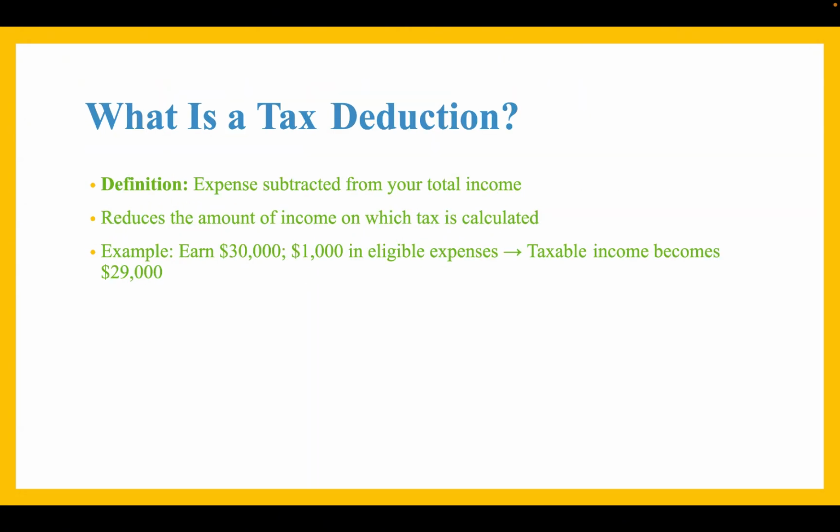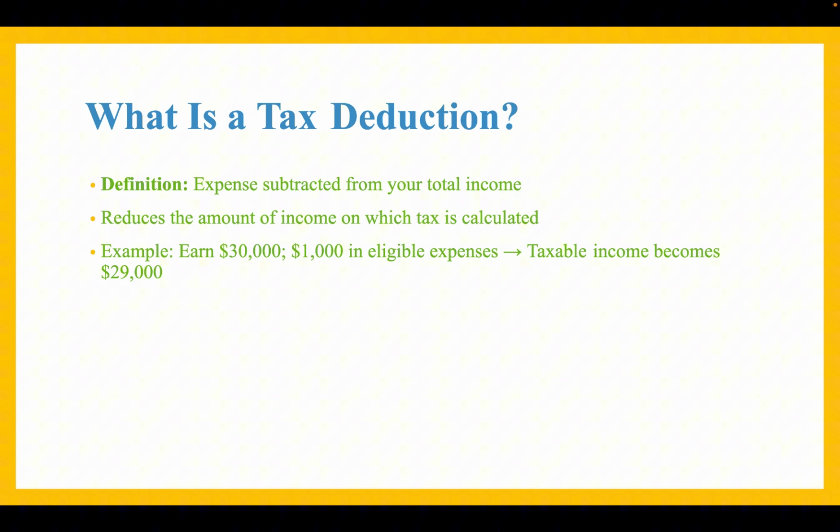So, what is a tax deduction? A tax deduction is money subtracted from your total income, reducing the amount on which tax is calculated. For example, if you earn $30,000 and have $1,000 in eligible expenses, your taxable income becomes $29,000. Eligible expenses, such as if you are self-employed and you buy a laptop for work, you can write off your laptop as part of expenses used for creating income. Eligible expenses vary from person to person.